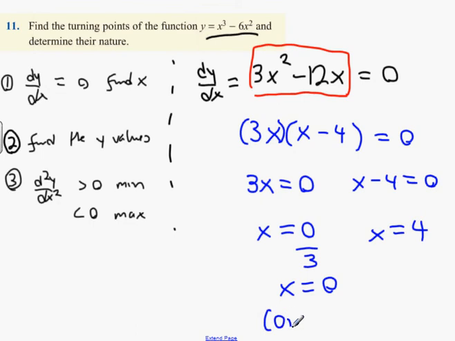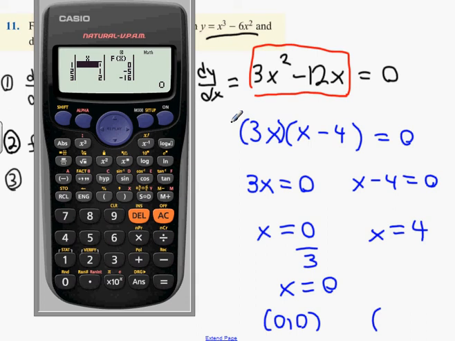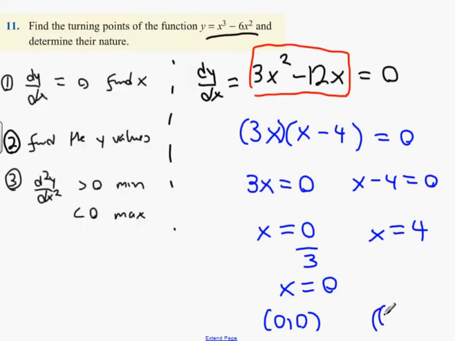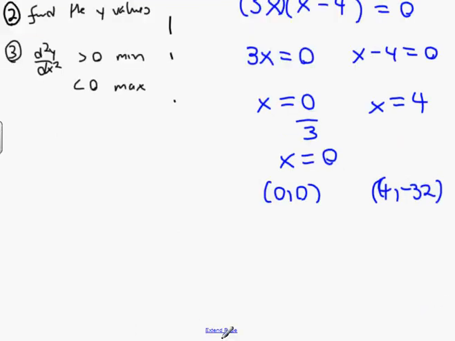And what's the other point then? Anybody? 4, minus 32. Now which one is the lower point on the graph? If you had to draw it out, which one's lower? So that automatically has to be your min, this one. Now we have to prove it though.